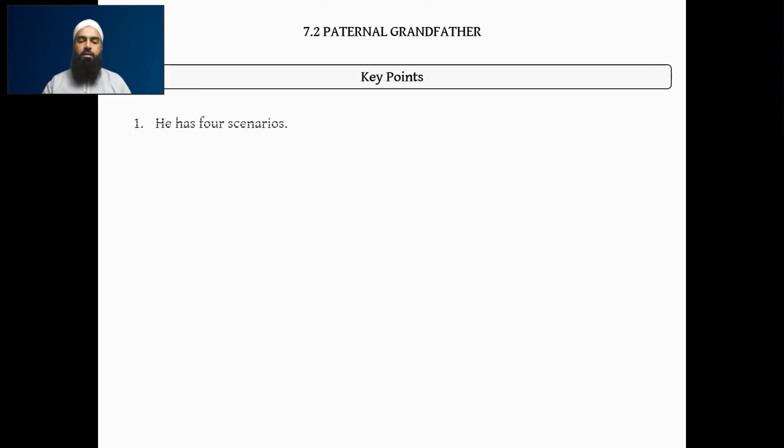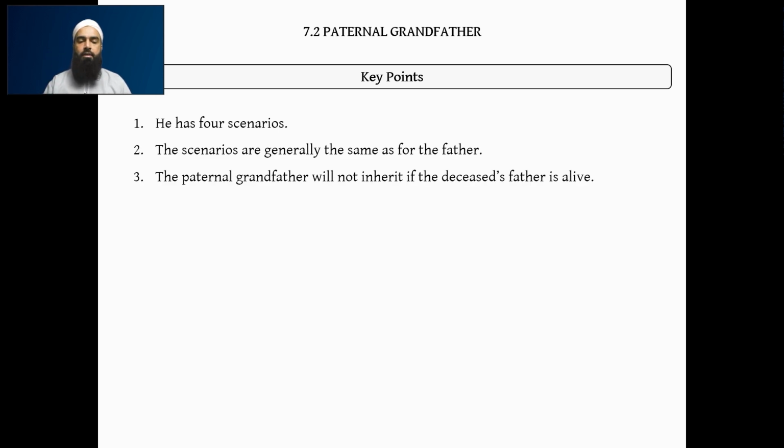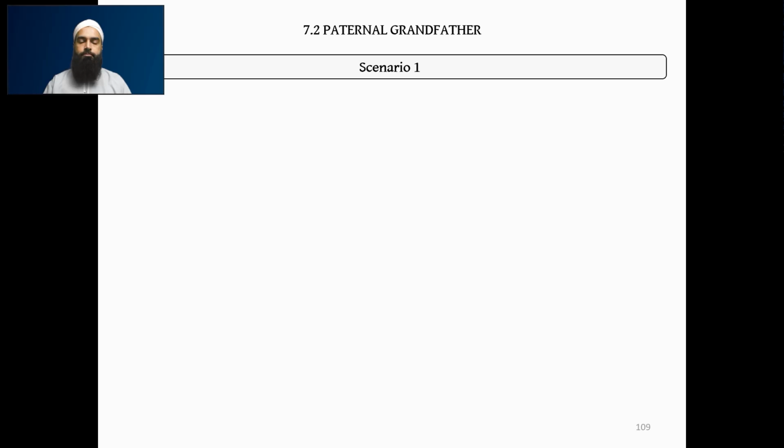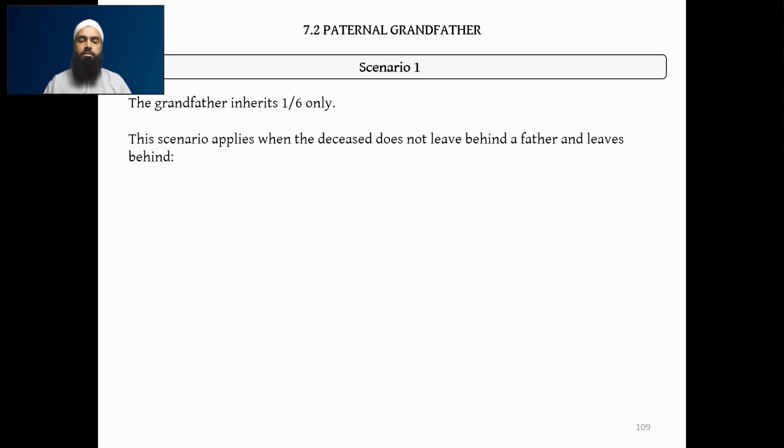Now we move on to the second person we did in the table, the paternal grandfather. Key points regarding the paternal grandfather: he has 4 scenarios, one more than the father. The scenarios are generally the same as the father. The paternal grandfather will not inherit if the deceased's father is alive. That's, I think, the key factor to remember. Beyond this, let's now do scenario number 1. The grandfather inherits 1/6 only. This applies when the deceased does not leave behind a father.